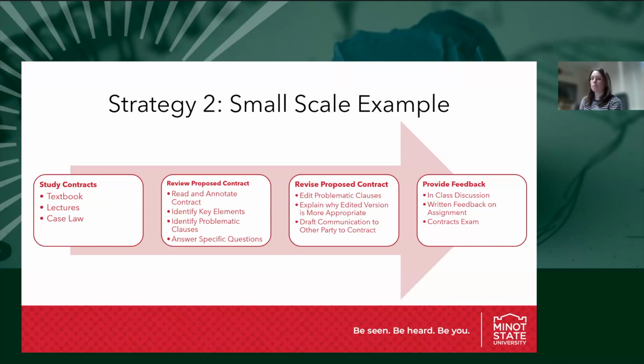And then overall, I provide feedback to them in-class discussion. These contracts are not written in their favor, and they immediately identify that after they do this project.